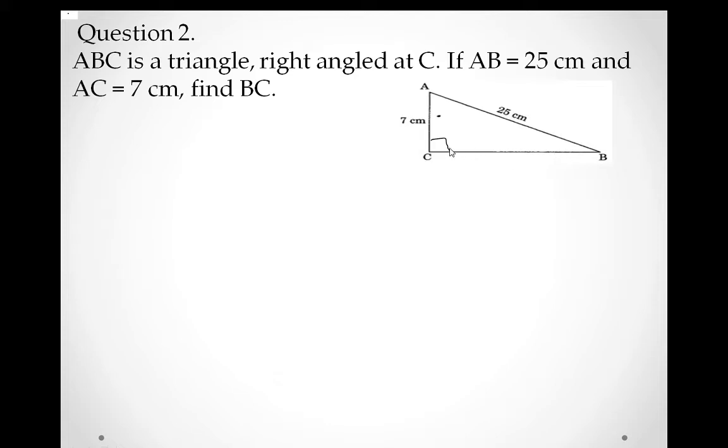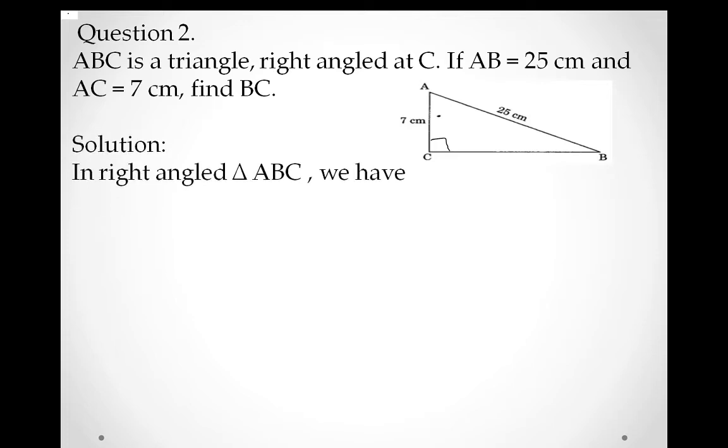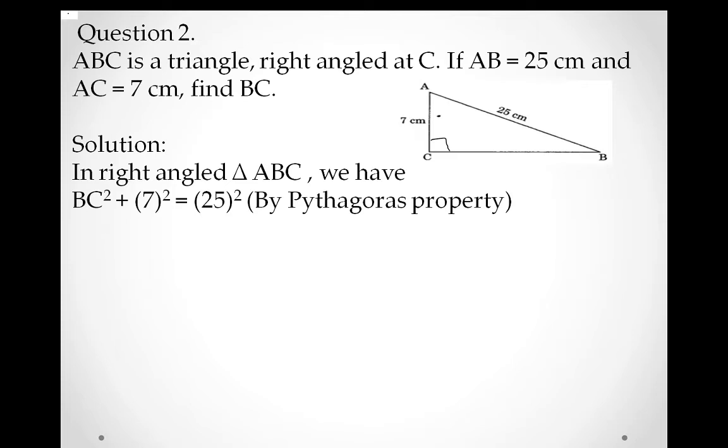It is a right angle triangle, that means here we have to use Pythagoras property. So solution: in right angle triangle ABC we have BC square plus 7 square is equal to 25 square, that is Pythagoras theorem. One side square, that is BC square, plus other side square, that is 7 square, is equal to hypotenuse square, that means 25 square. So BC square plus 49 is equal to 625.